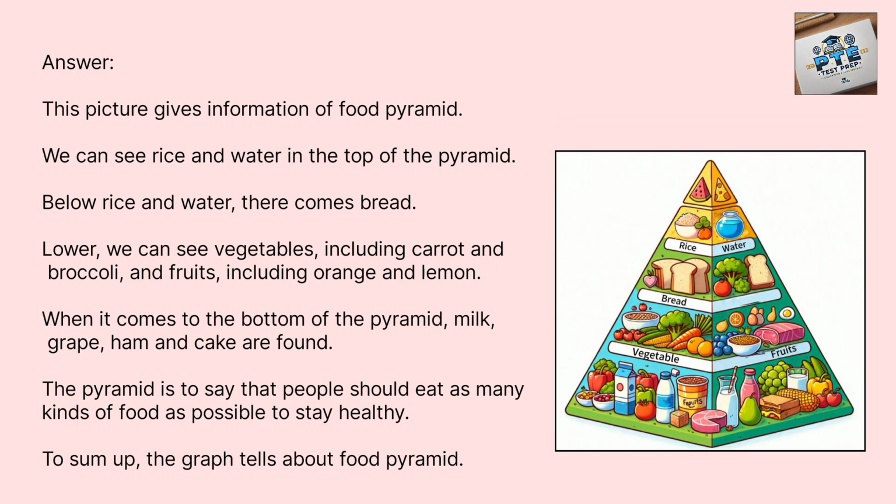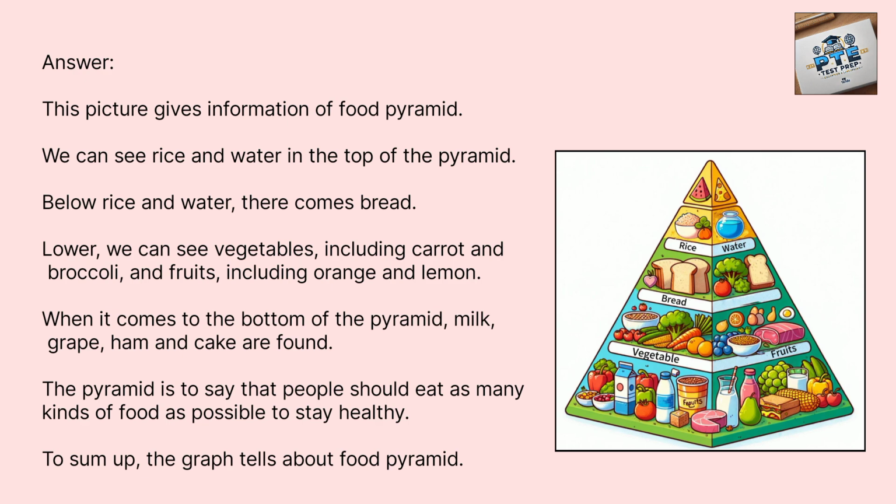This picture gives information of food pyramid. We can see rice and water in the top of the pyramid. Below rice and water, there comes bread. Lower, we can see vegetables, including carrot and broccoli, and fruits, including orange and lemon.